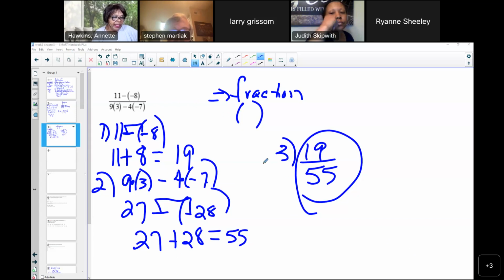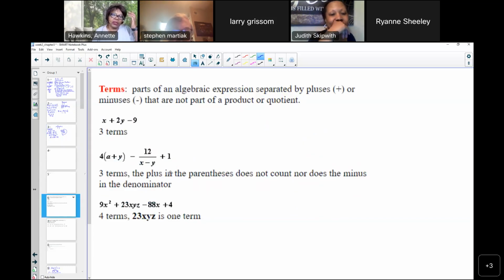Okay, so let's begin tonight's lesson. The goal is to solve an equation. But before we can solve an equation, we've got to talk about the parts of the equation and what we're going to encounter. So we want to talk about terms. What is a term? Terms are parts of an algebraic expression separated by plus or minus. They're not a part of a product or quotient.